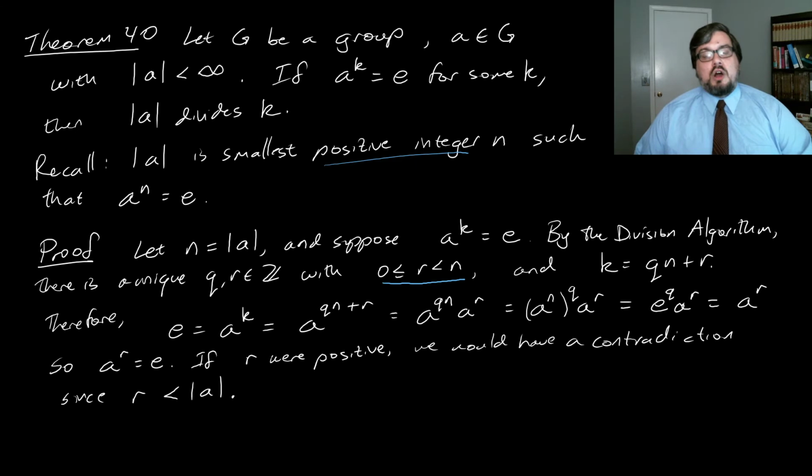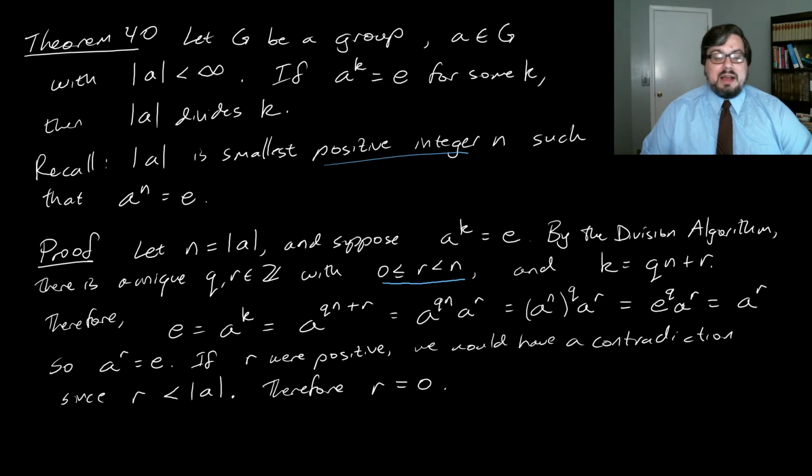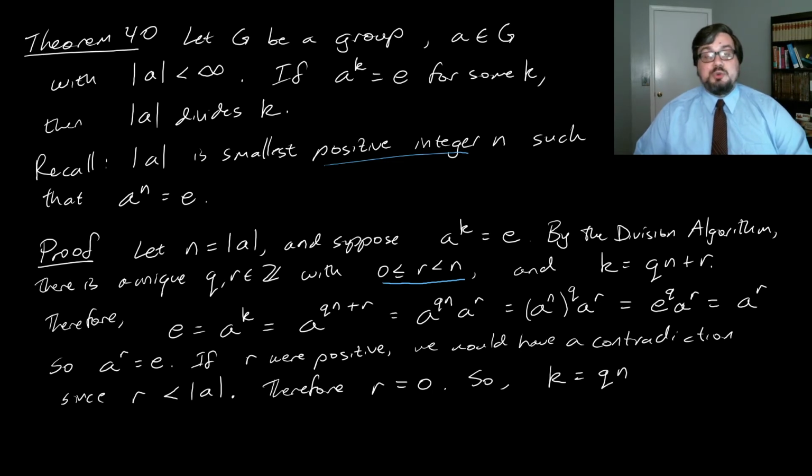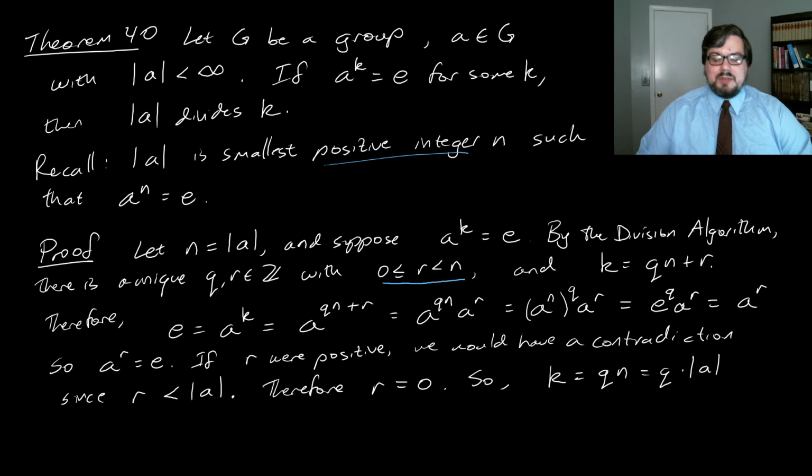And of course we do. R is allowed to be 0. And in fact, it must be. Therefore, R has to equal 0. And that means that k is equal to q times n, which proves what we want, because that's q times the order of A, and this shows that the order of A divides k.